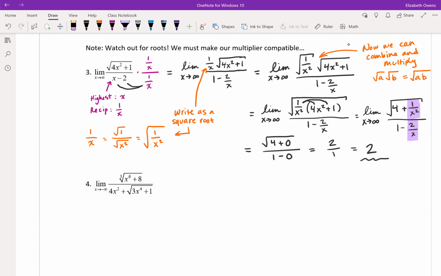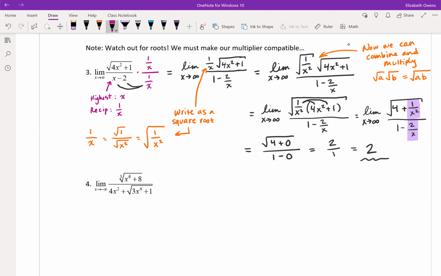Okay, so we've got an interesting limit here. The limit as x approaches negative infinity. I don't think any of our examples so far have had negative infinity, but we're basically going to treat it exactly the same way as we have been. So x is approaching negative infinity, and our function is the cube root of x to the 6th plus 8 over 4x squared plus the square root of 3x to the 4th plus 1. All right, this is a handful.